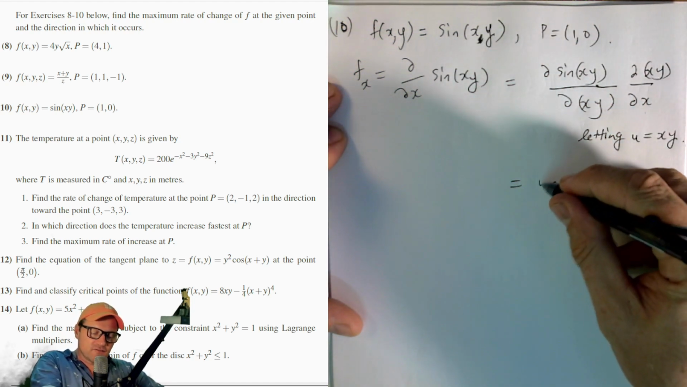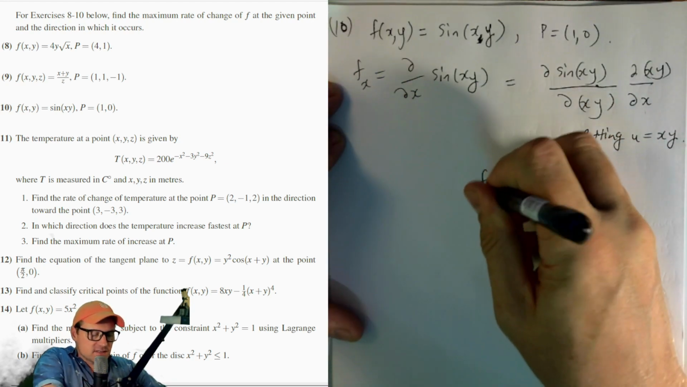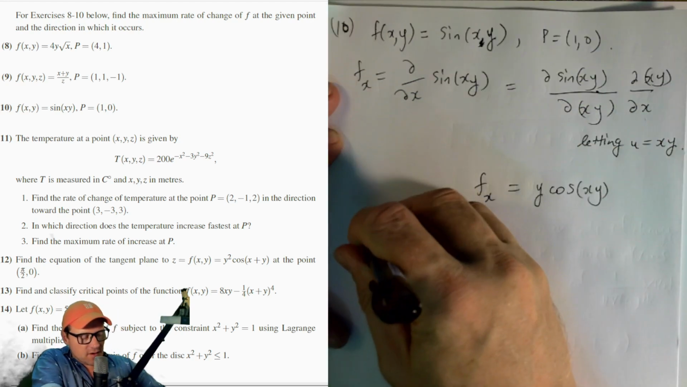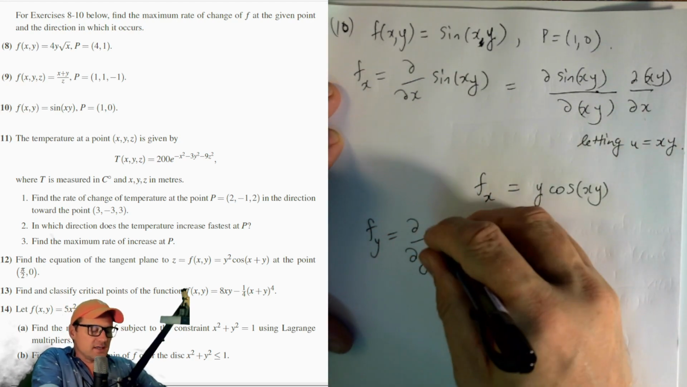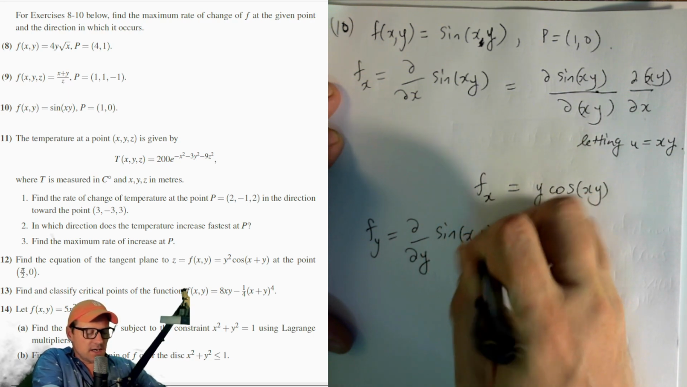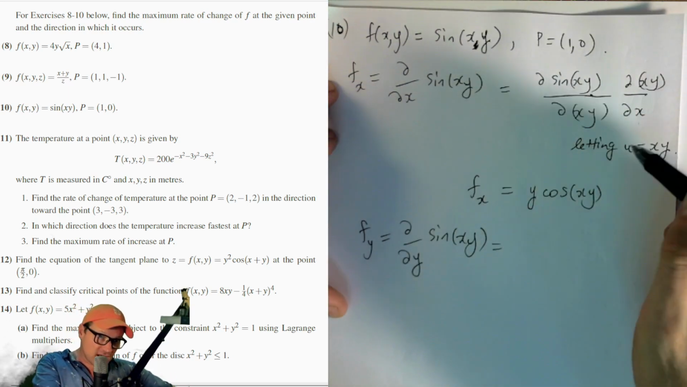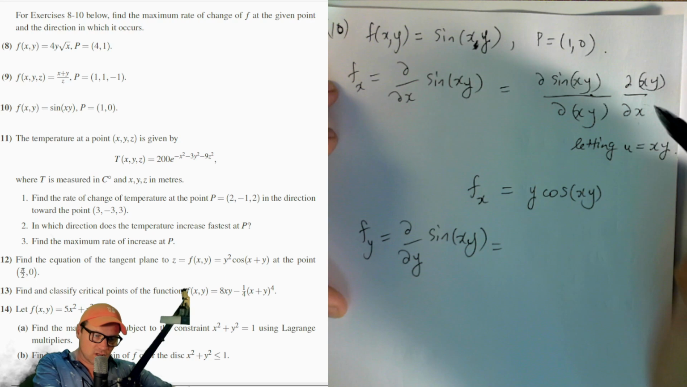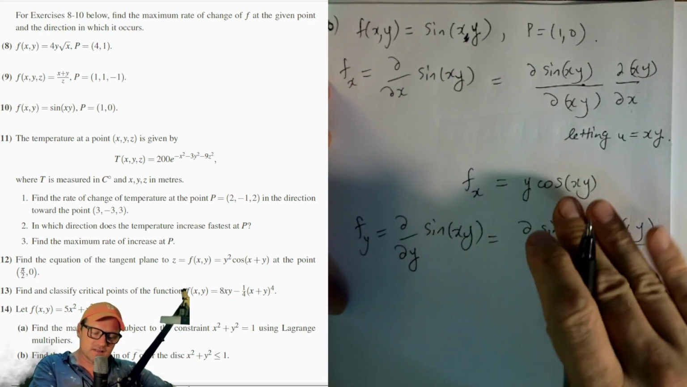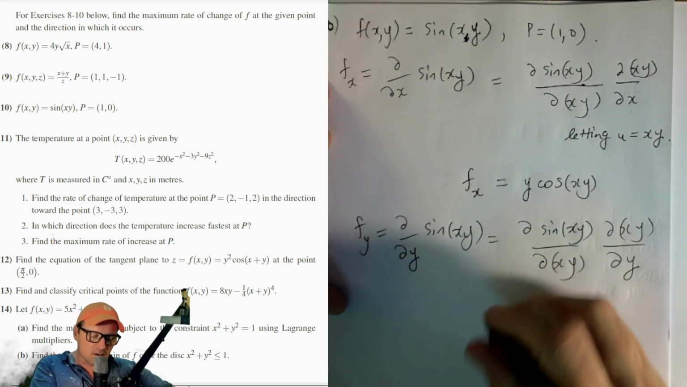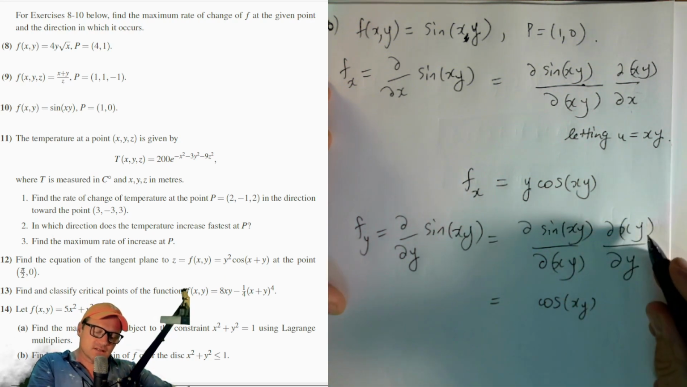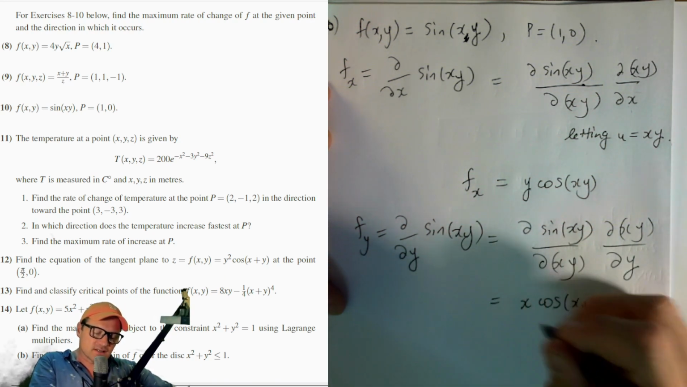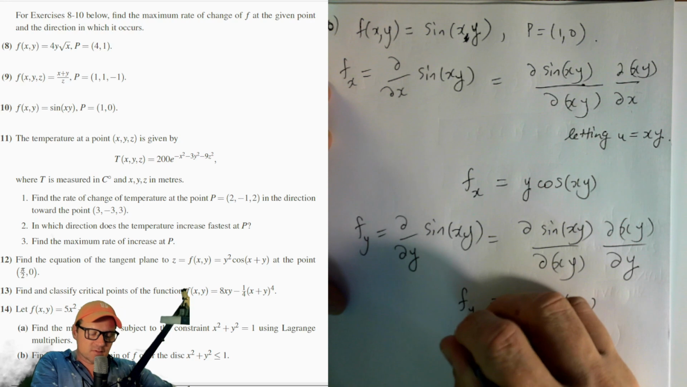Let's put that y in front so it looks better, and so this is f subscript x. All right, now for f subscript y, we're differentiating sine of x times y with respect to y. Again, we need to use the chain rule, but in this position we'll have an x. So simplifying, sine goes to cos, so cos of x times y, and then times x. Let's put the x in front. So this is f subscript y.